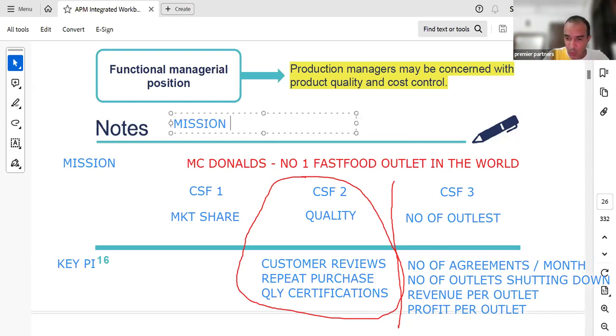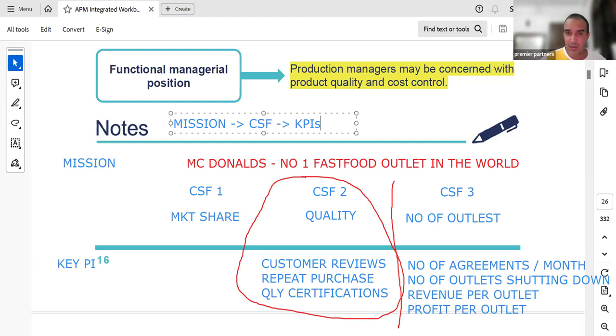Mission will lead to critical success factors. And based on the critical success factors, you need to decide your KPIs. These three are always together. Even in the exam, 90% of the time, they are always together. Of course, there are scenarios where they will only ask you for the critical success factor or only for the KPI, but most of the time, it's always together. Now, how do they test it in the exam? They'll give you a mission statement initially, then they'll give you another mission statement.